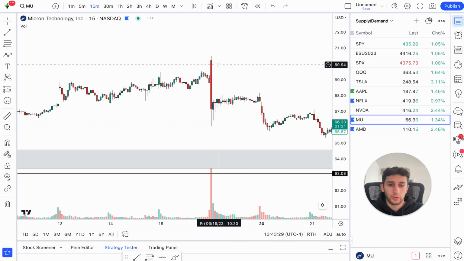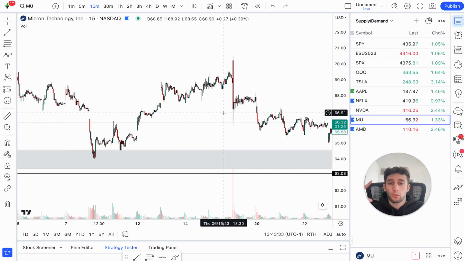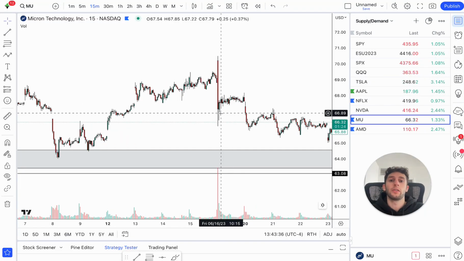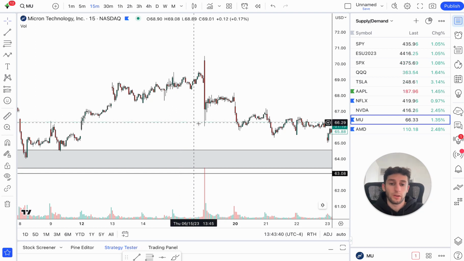I don't know where this was. This was a huge candle. It was right at the open, and we ended up reversing. But again, you can't just go solely off volume. You need to have another strategy in play. That's why I trade supply and demand. It works really well with volume when you combine the two.